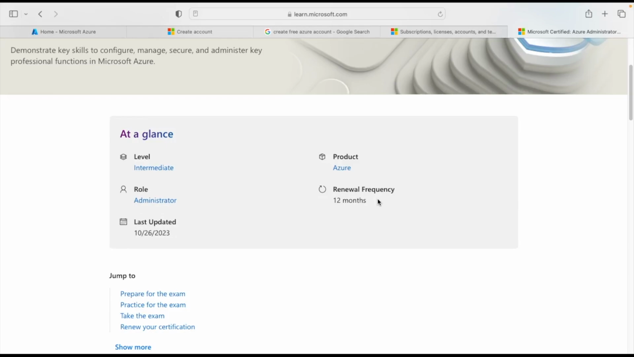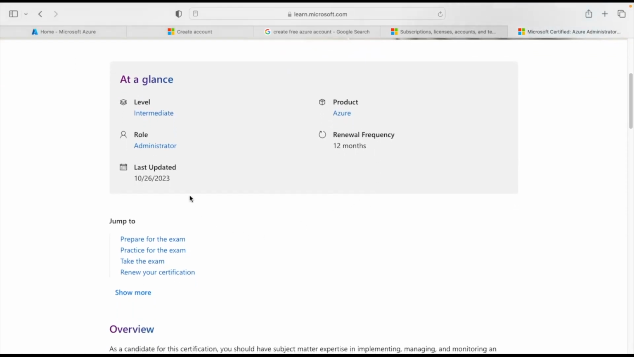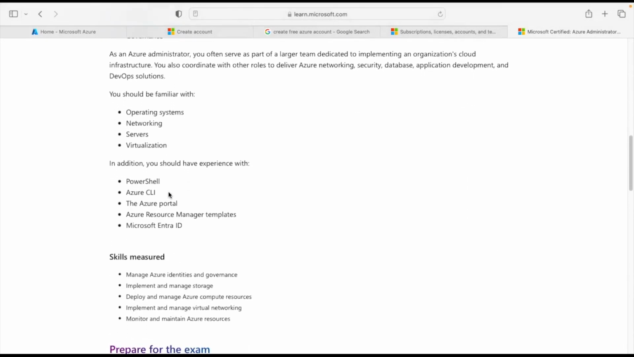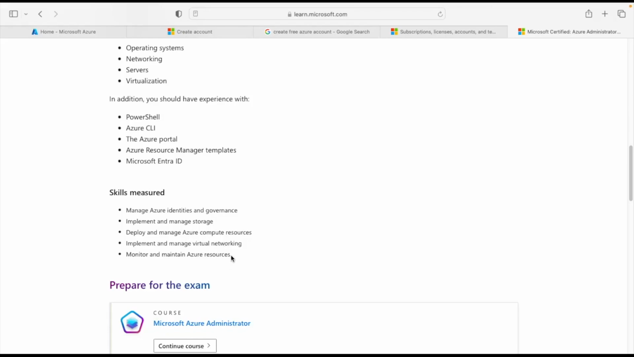When we talk about a proctored exam, AZ-104 is a proctored exam because when you give this examination, your camera will be on and you will be monitored during the examination. But unlike that, when you go for renewal, you are not being monitored. So you have ample time to answer the questions. There are frequent updates that happen on AZ-104, and it was last updated on 26/10/2023.